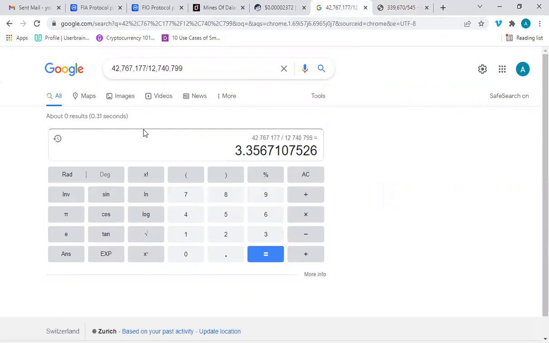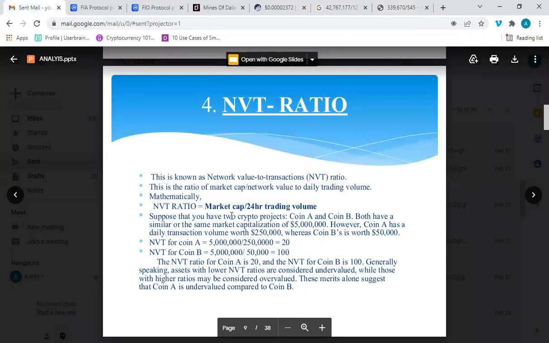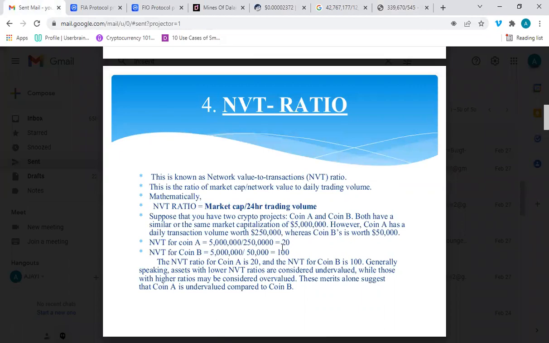Now, what do you use this for? I've made an example here, but let me go through the points. Let's assume that I've calculated for A and B. A gave me an NVT ratio of 20. B gave me 100. I'll invest in A. Why? Because the NVT ratio of 20 is undervalued. My own maximum level of NVT ratio is 20. Any coin that has over 20 NVT ratio, I'll wait for it to dip before taking a buy.